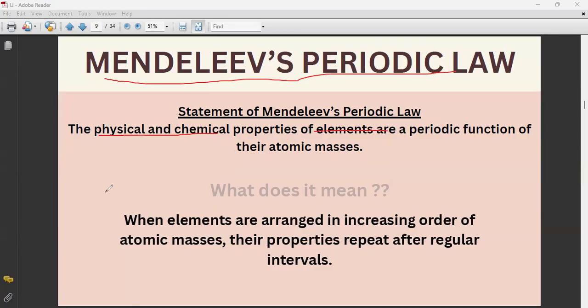He says that whenever we arrange the elements in the increasing order of their atomic masses, then their properties will repeat after the regular interval. He hasn't specified at what interval, but he has shown that it will be repeating after some time period. Okay, now Mendeleev has classified on some certain basis. Let's see what this basis was.